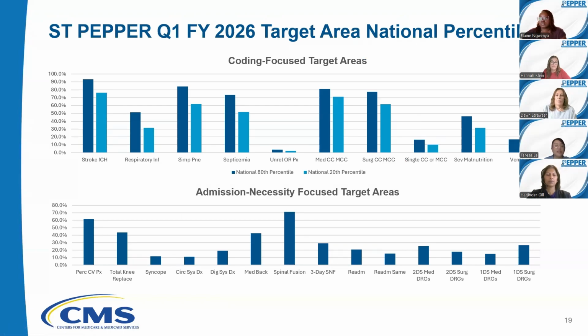Slide displays the national 80th and 20th percentiles for the short-term acute care hospital target areas for Q1, fiscal year 2026. The stroke intracranial hemorrhage national 80th percentile was about 93%, while the 20th percentile nationwide was about 76%. In contrast, the national 80th percentile for the readmissions target areas was much lower, with 30-day readmissions to the same hospital target area national 80th percentile being about 15%.